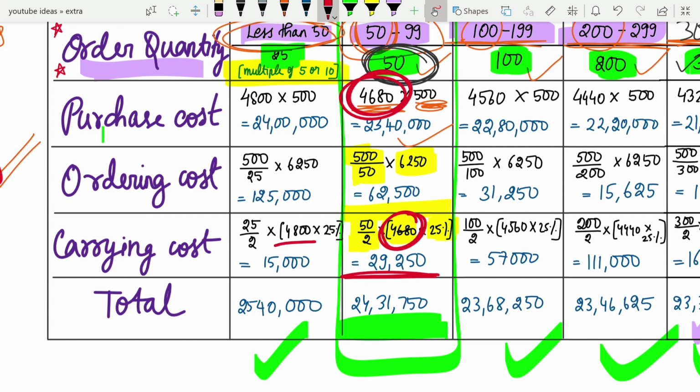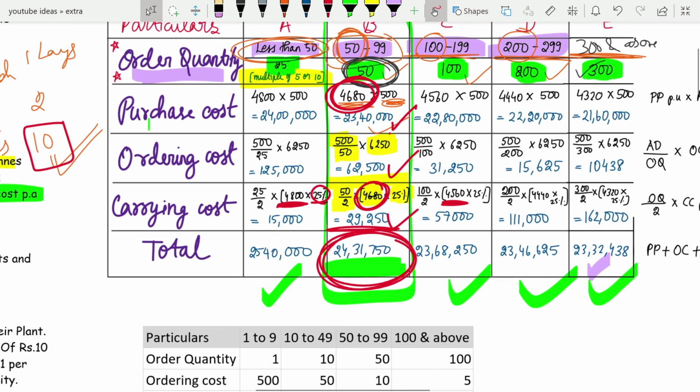For each range, the carrying cost per unit will differ, because for each range the purchase price is also different. So depending on that, your carrying cost per unit for each range will also differ. Now if you add the purchase cost, ordering cost and carrying cost, you will get your total cost. Like this, for each one, you have to find your total cost.